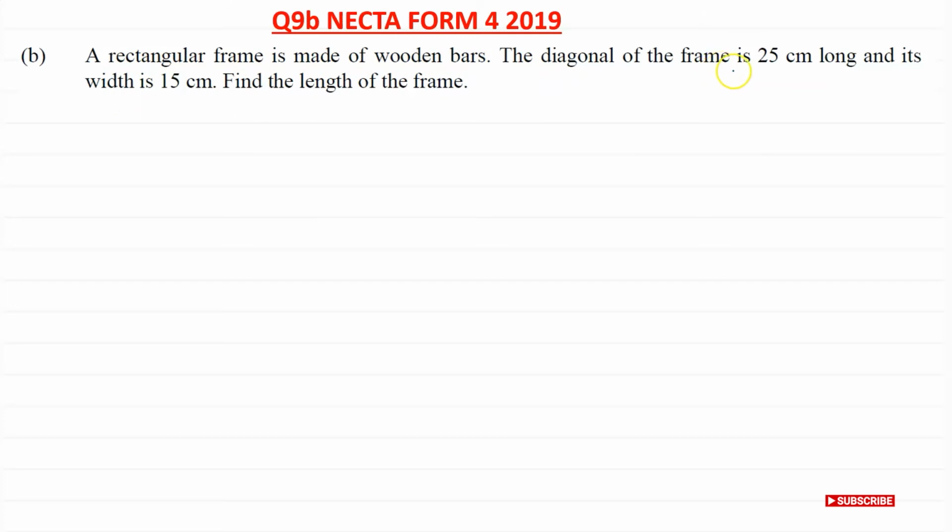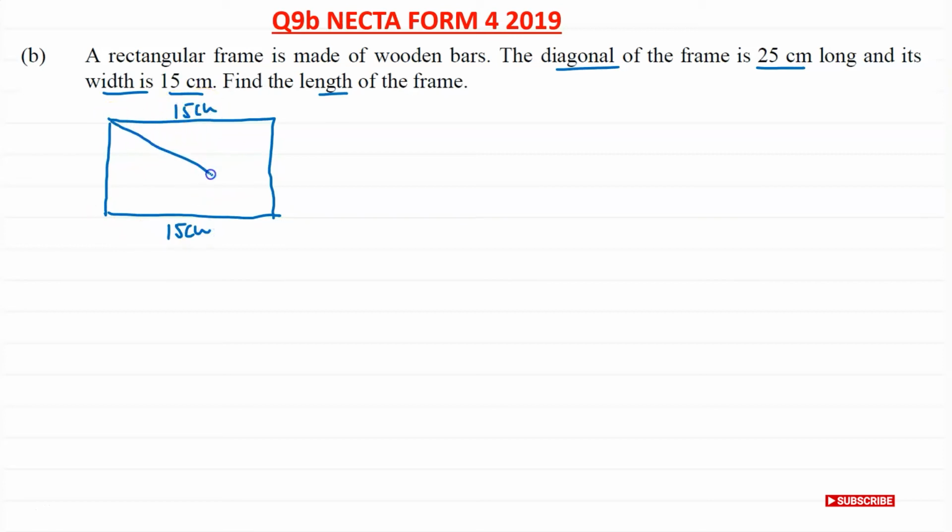Now for part B, we're told a rectangular frame is made of wooden bars. The diagonal of the frame is 25 centimeters long and its width is 15 centimeters. Find the length of the frame. Let's have a quick sketch of this rectangle. We're told the width is 15 centimeters, so that's the same here, and the diagonal is going to be 25 centimeters. We need to find the length of this rectangle.